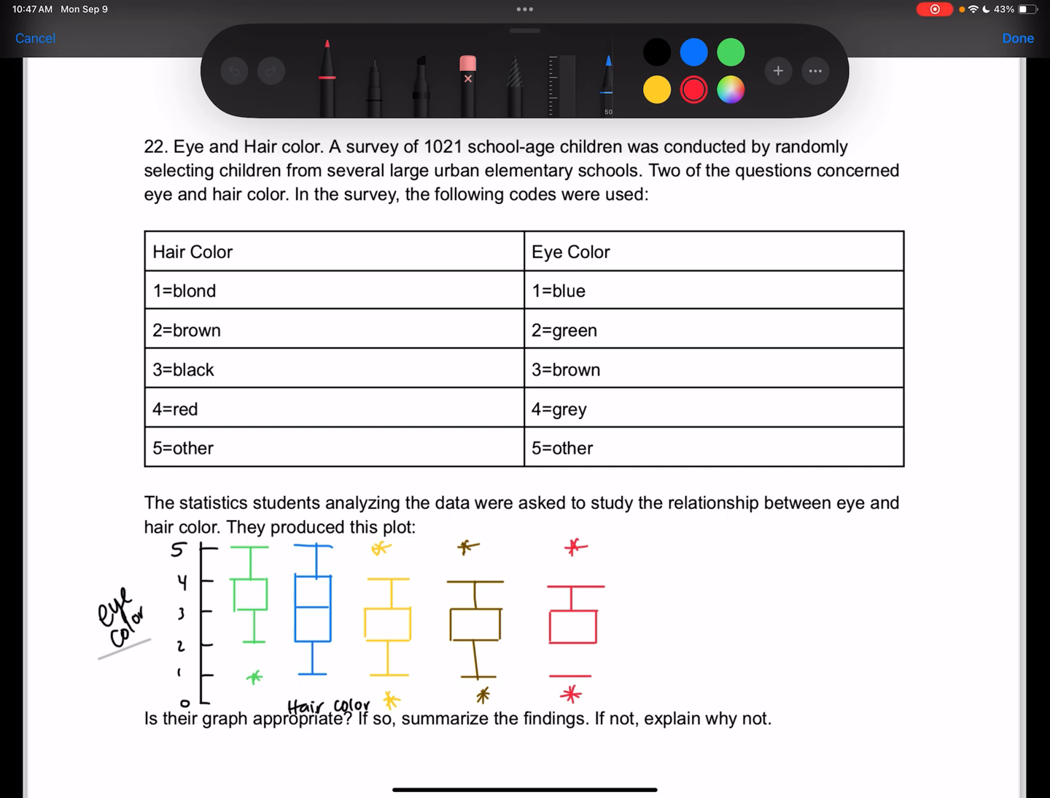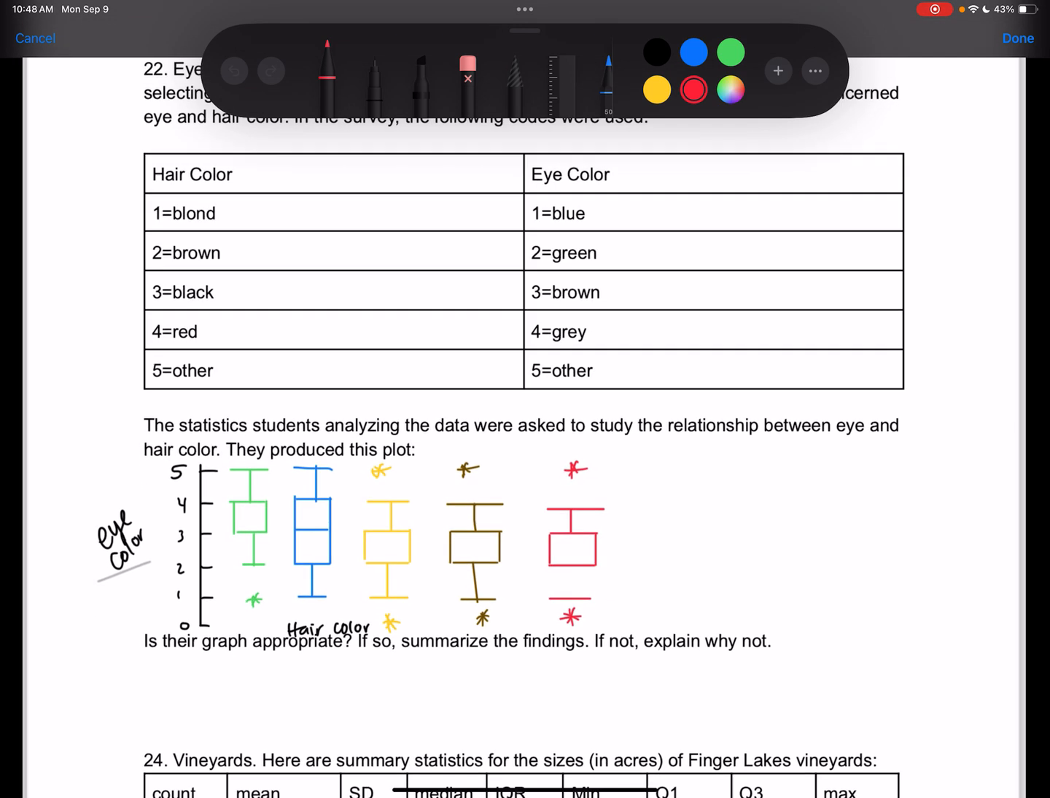They produced this plot. So you've got eye color on the left and hair color on the bottom, and notice there's a couple of outliers listed off there. Also, I don't know why the median value is not drawn in on all of those. Just assume it's halfway between on each of them because I don't know why it's not listed there.